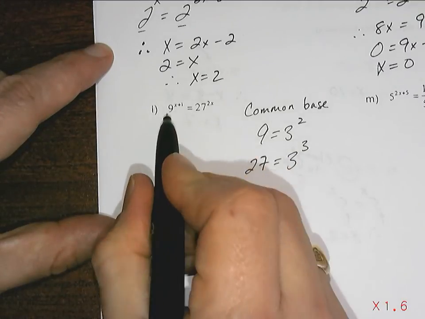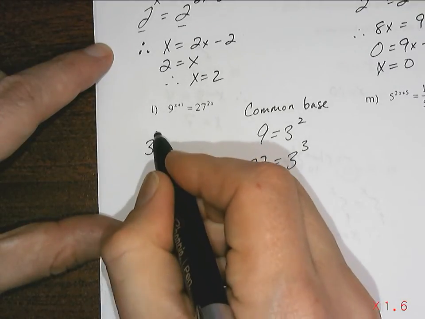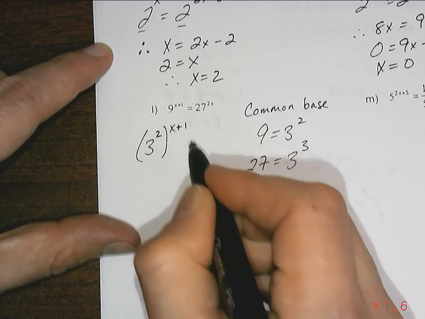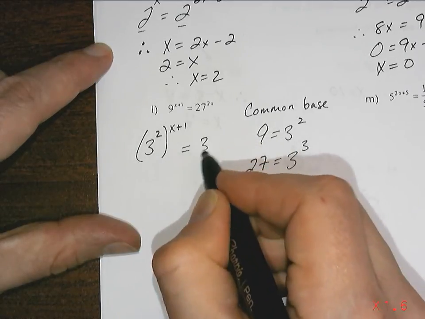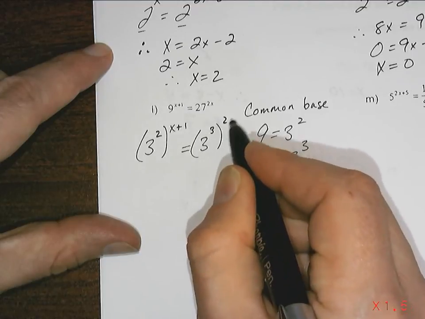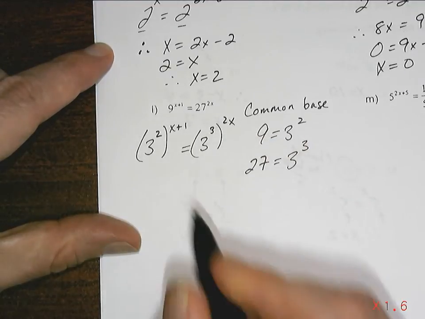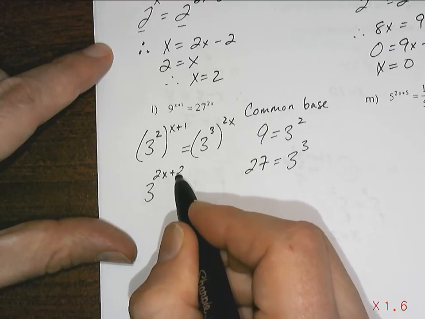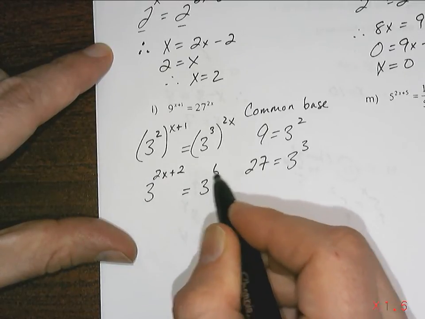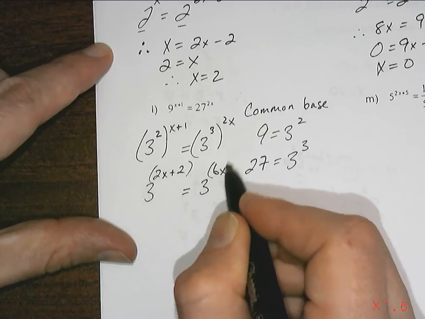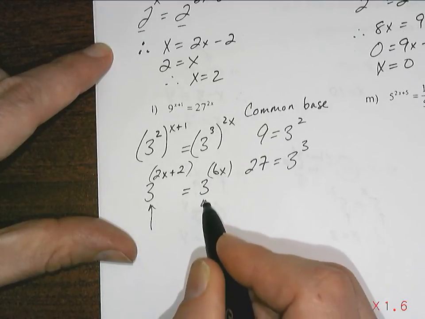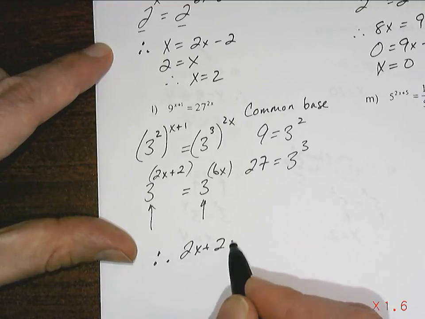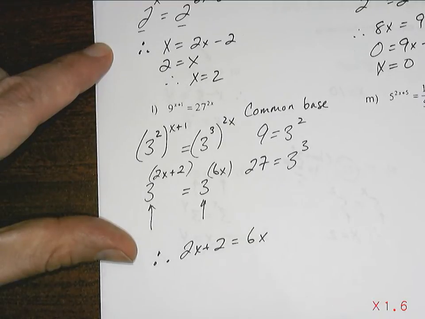So I'm going to replace them. The 9 becomes 3 squared, x plus 1. The 27 becomes 3 to the 3 to the 2x. I now expand this. It's 3 to the 2x plus 2 equals 3 to the 6x. Notice that the bases are the same. There's an equality sign, so therefore 2x plus 2 must equal 6x.